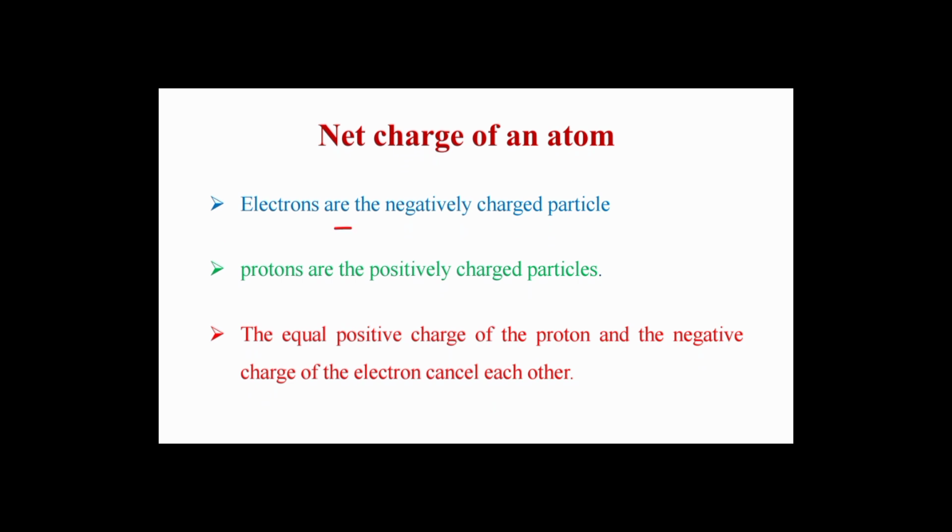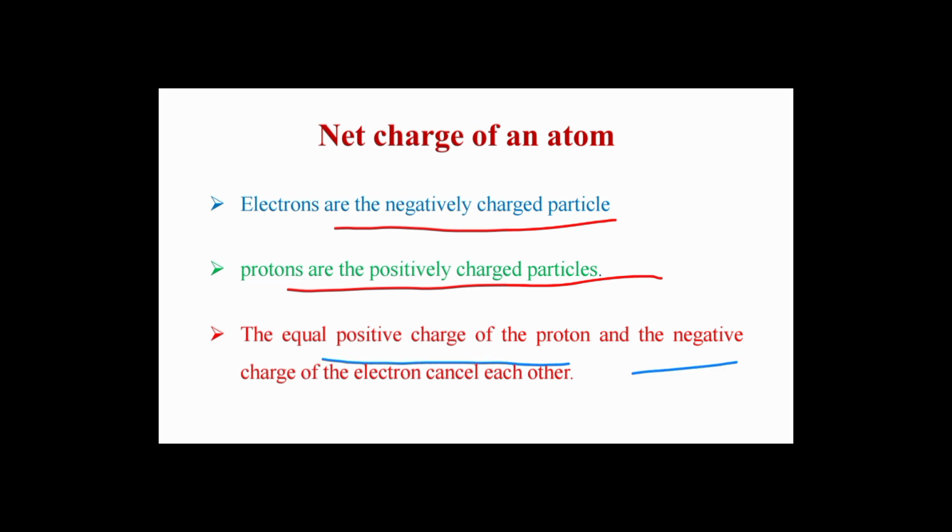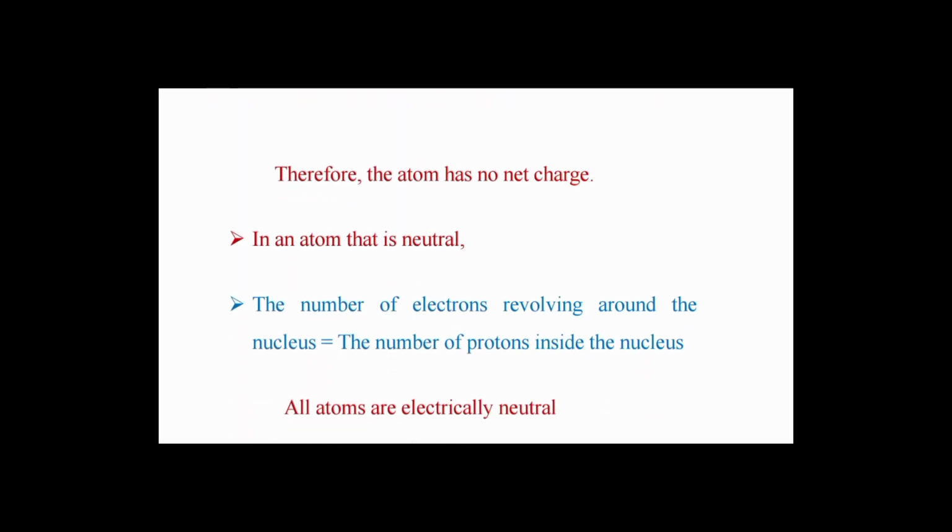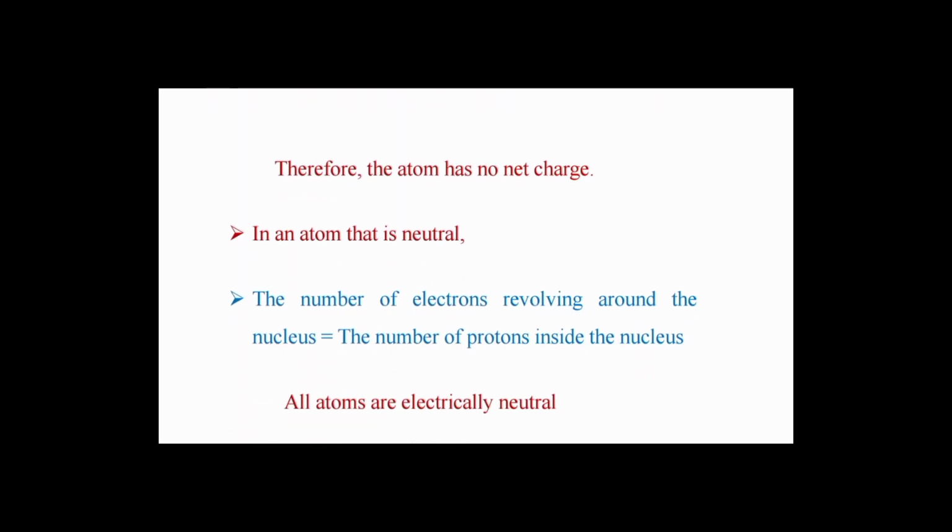What is the net charge of an atom? Electrons are the negatively charged particles. Protons are the positively charged particles. The equal positive charge of the protons and the negative charge of the electrons cancel out each other, so as a whole, an atom is electrically neutral. Therefore, an atom has no charge.